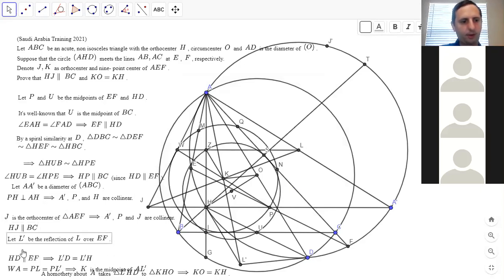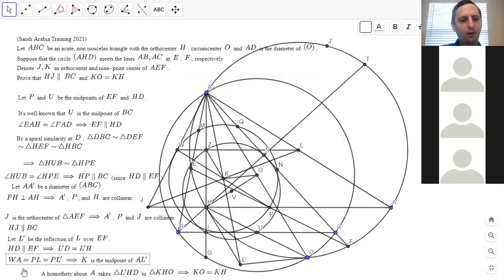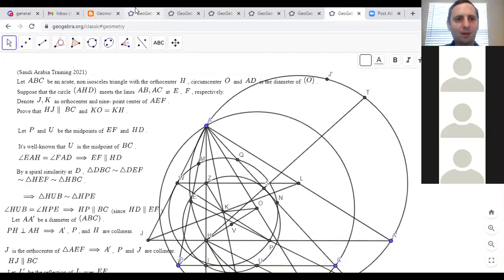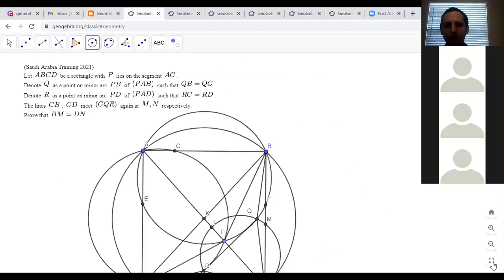So a lot going on in this diagram. Could we return to the first problem? I think I have a solution for it. Oh, you have a solution to it? Yeah. Ah, nice. All right.